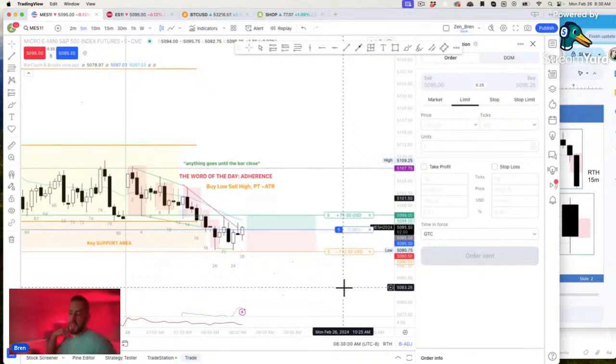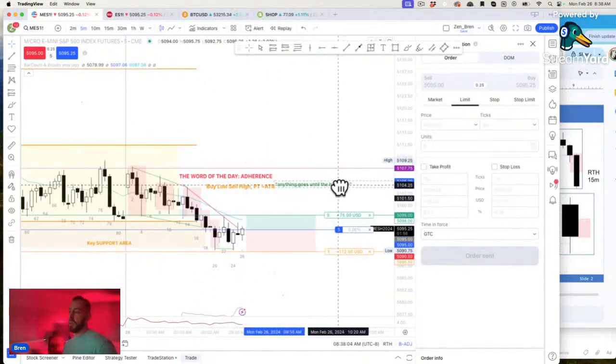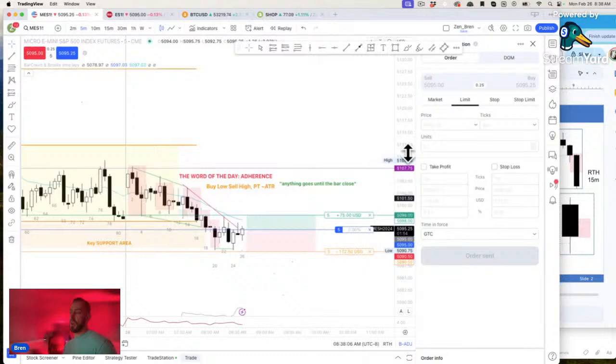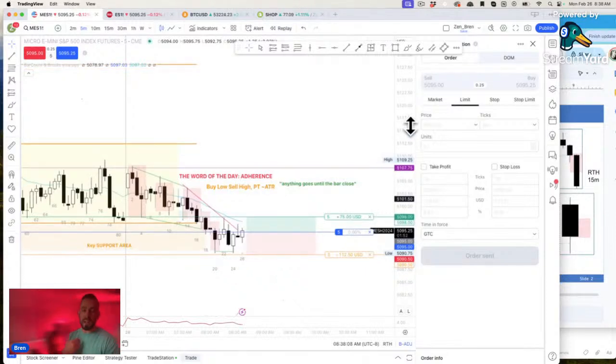Two minutes left on the candle. Here's the mantra, guys. Anything goes until bar close. Type that in the chat. It's a reminder for myself, and it's a reminder for you. That's the lesson for today. Anything goes until the bar close.